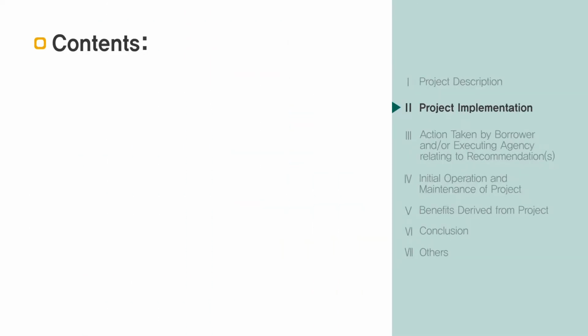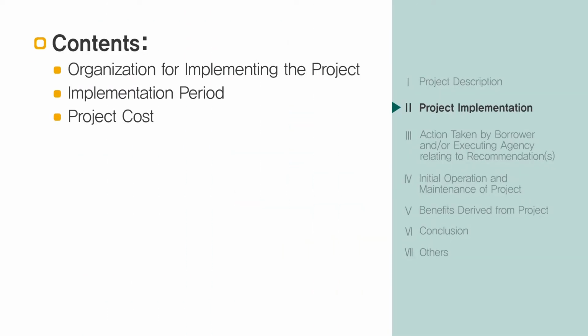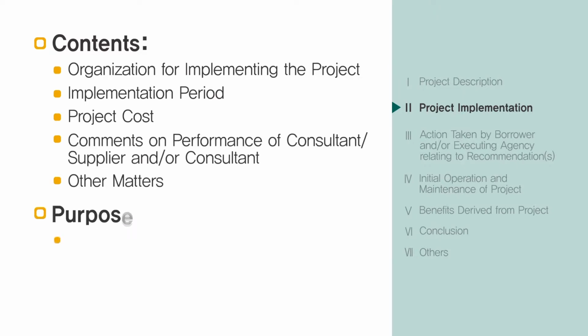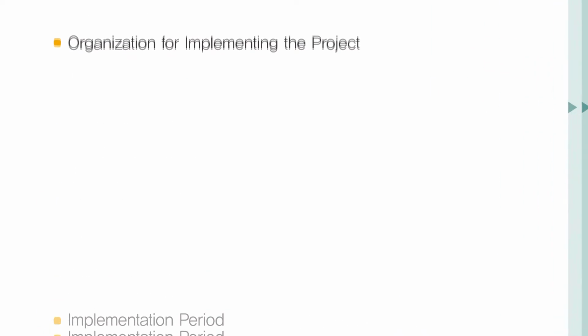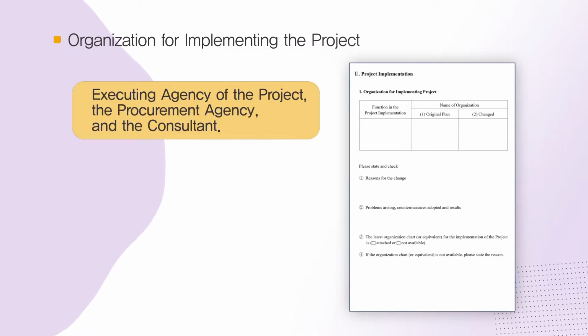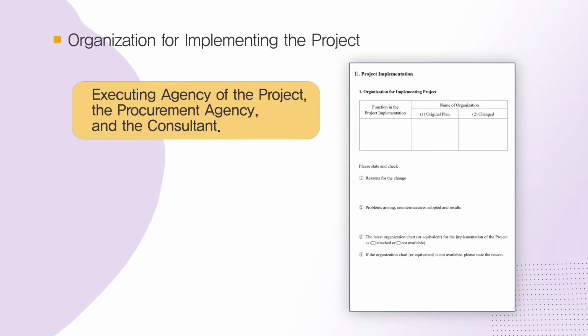This article compares the original plans with the actual results of the project implementation. It contains organization for implementing the project, implementation period, project cost, comments on performance of consultant, supplier, and other matters. Organization for implementing the project may include, in addition to the executing agency of the project, the procurement agency and the consultant.